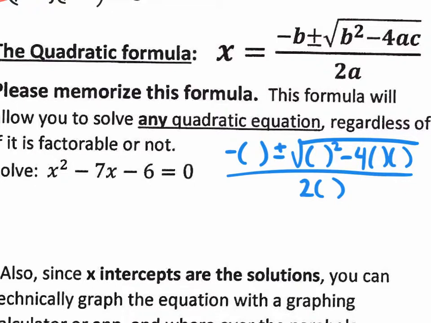Now let's identify our a, b, and c values. What's our a value? 1. What's our b value? Negative 7. What's our c value? Negative 6. Let's plug in those values where the parentheses are. So negative b, that's negative of negative 7, and then b squared, that's negative 7 squared, minus 4 times a times c, divided by 2 times a. Is everybody with me? Okay, so that's how you plug in.